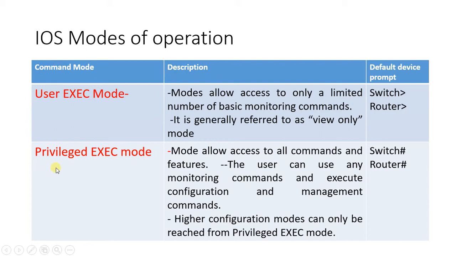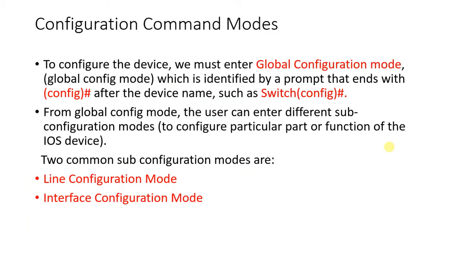Then you have another command mode, privileged executable mode. In this mode, we have a greater number of commands and more features. The user can use any monitoring commands here and also execute configuration and management commands. This is the prompt for privileged executable mode: switch hash, router hash. Whenever you are in privileged executable mode, you will see this prompt on your IOS: switch hash and router hash.